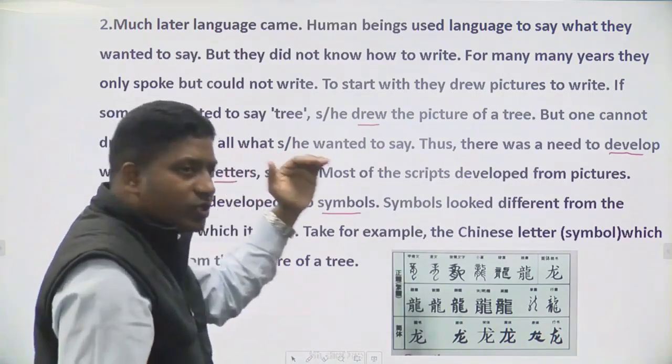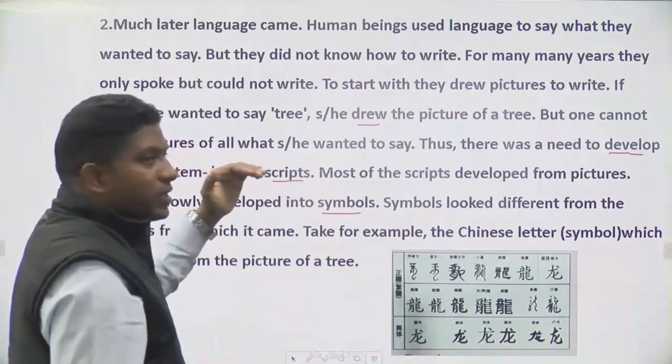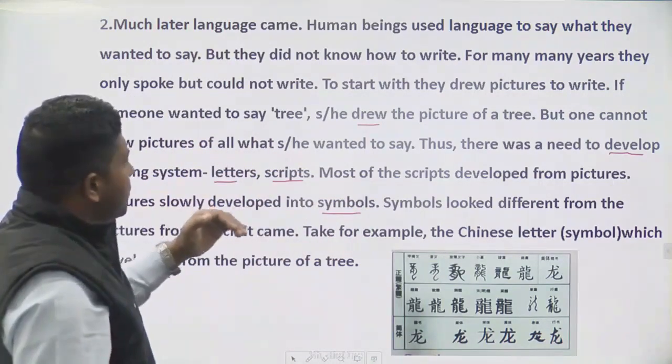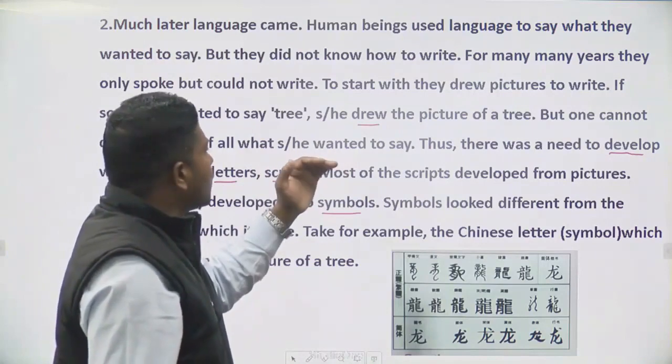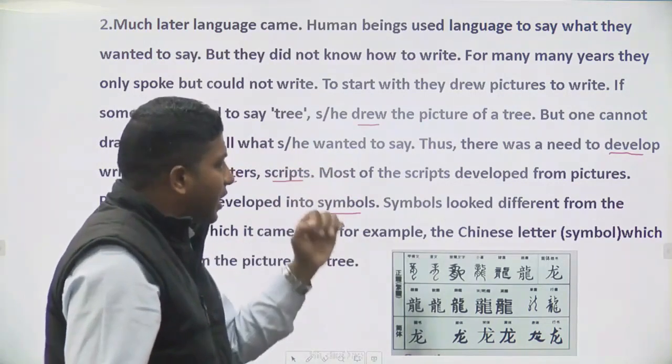It is impossible. So he or she could not draw the pictures of all at a time.